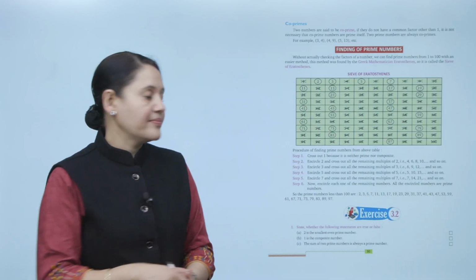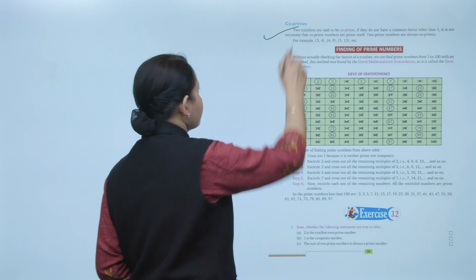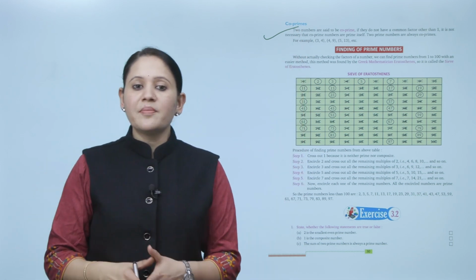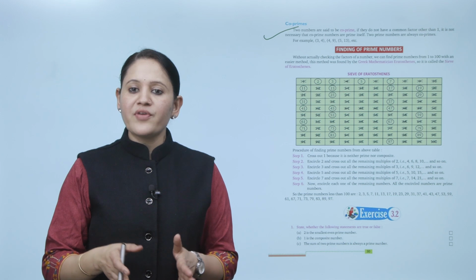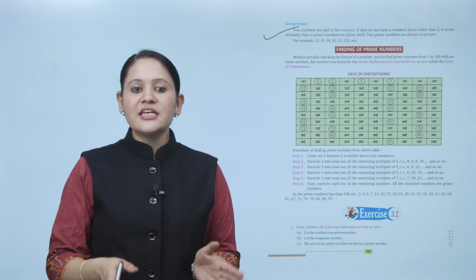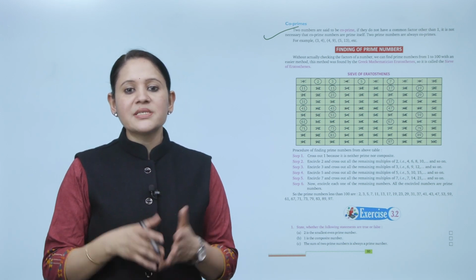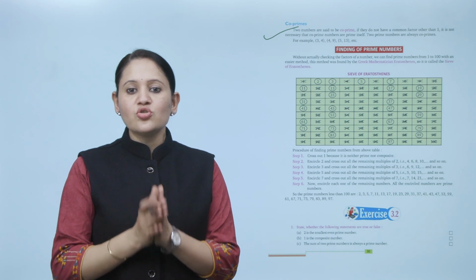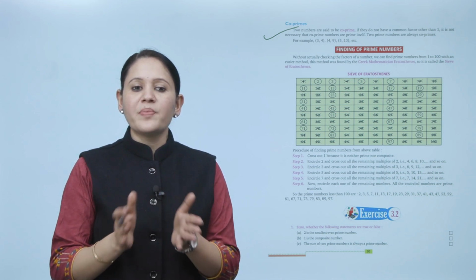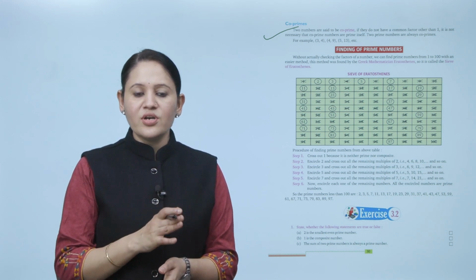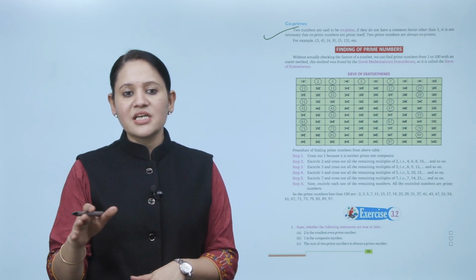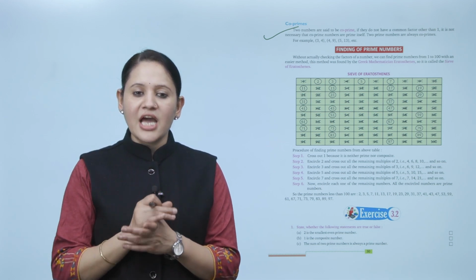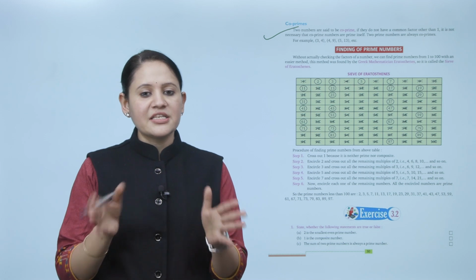Next is co-prime. 2 numbers are said to be co-prime if they do not have a common factor other than 1. It is not necessary that the co-prime numbers are prime themselves. 2 prime numbers are always co-prime. For example, 3 and 4, 4 and 9, 5 and 13, all these numbers are co-prime numbers because they do not have any common factor other than 1.